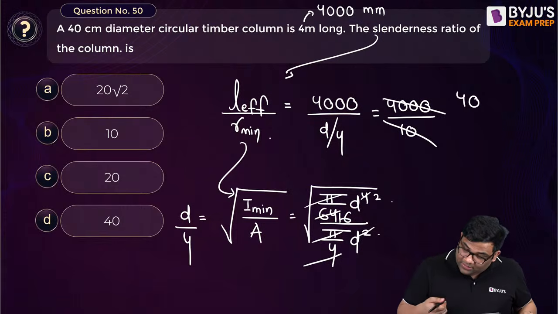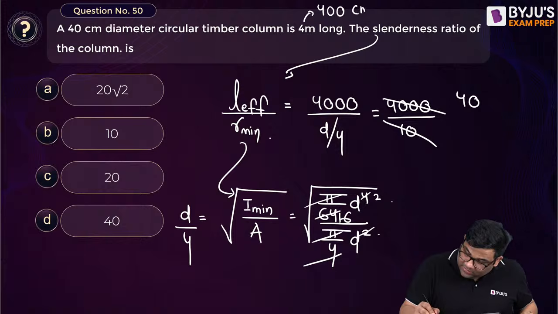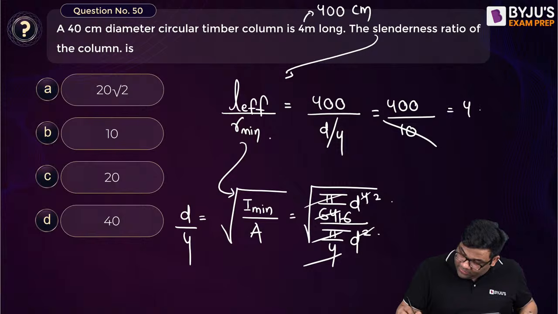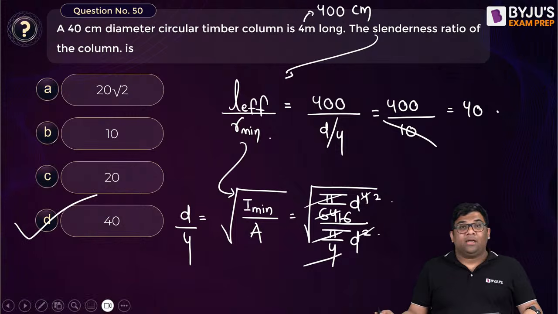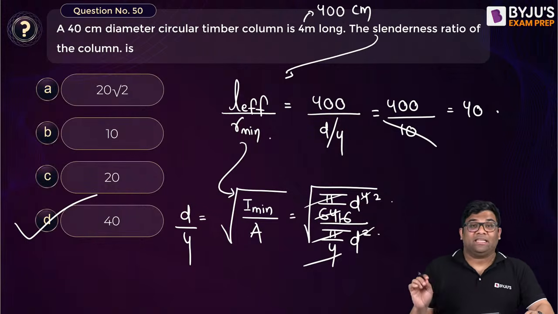Okay, sorry, D is in centimeter. I will explain this in centimeter only. So 400 only. So 400 centimeters. This becomes how much? Becomes 40. Understood? Straightforward question, but you should know these basic formulas.